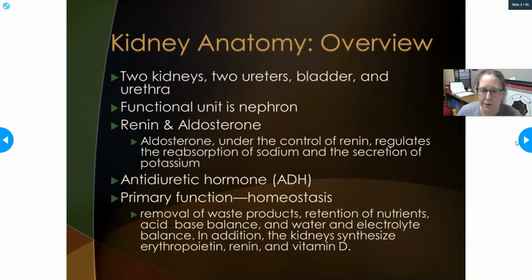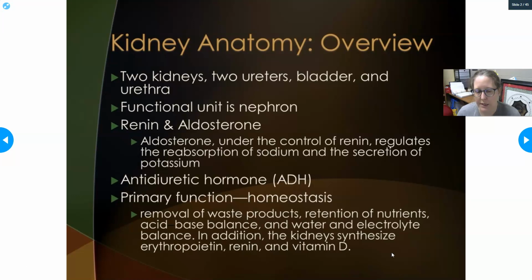All right, your primary function of the kidneys and urinary system is for homeostasis, for balance. How does it help homeostasis and balance? It can remove the waste products that are generated in the body. It can help retain nutrients, keep them from being lost in the urine. It can do acid-base balance. It can do water and electrolyte balance. All of that's part of homeostasis.